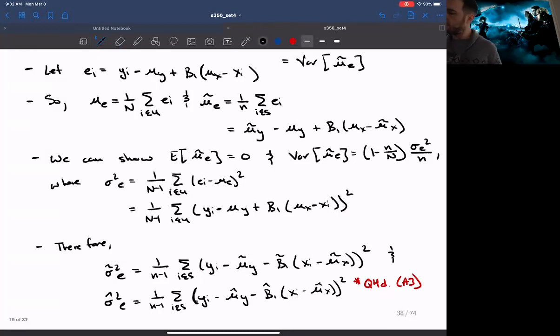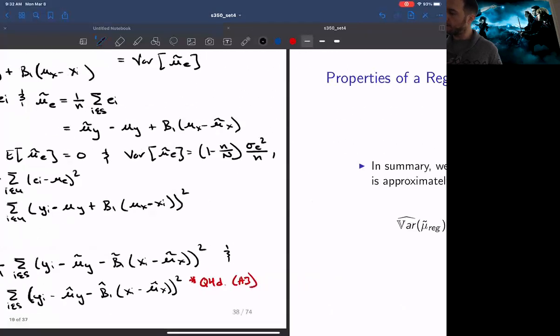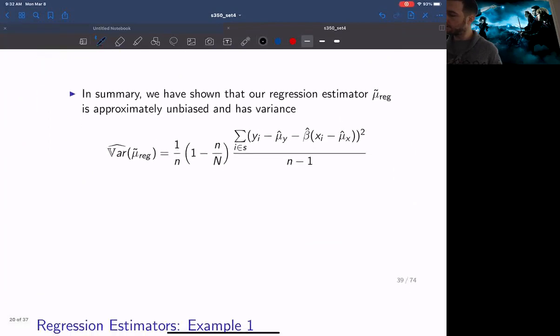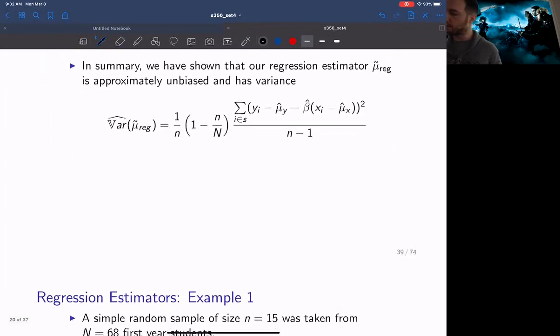Okay, so now we're going to use our variance for the regression estimator, which is also shown on slide 39. So we did have this from beforehand as well.